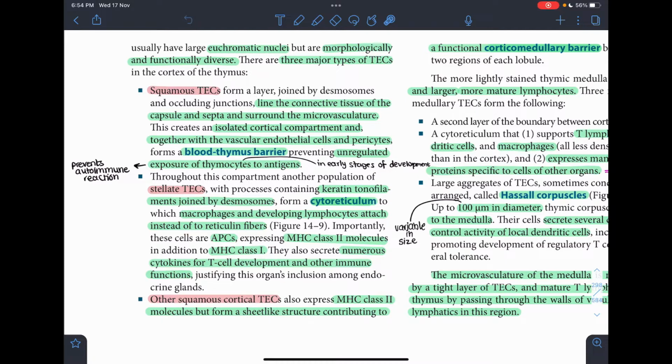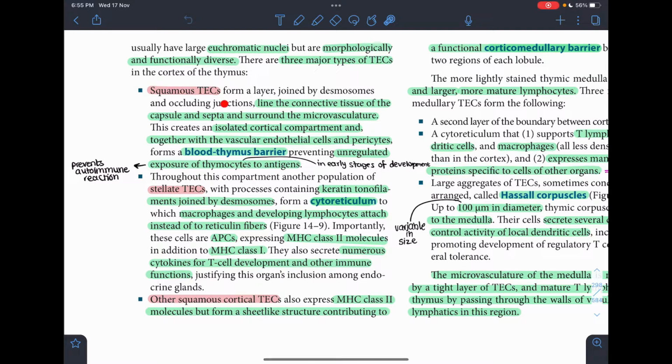So the squamous TECs, they form a layer joined by desmosomes and occluding junctions, which lines the connective tissue of the capsule and septa and surrounds the microvasculature. So the squamous TECs join مع desmosomes and occluding junctions, forming a layer which lines the connective tissue of the capsule and lines the septa as well as the microvasculature, which creates an isolated cortical compartment, and together with the vascular endothelial cells and pericytes forms a blood-thymus barrier.